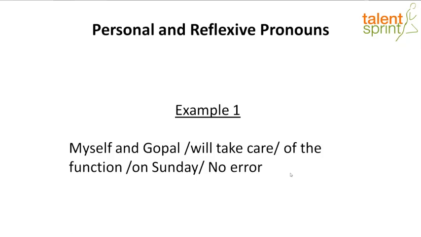I played tennis. Sheila helped me. So in the second part of the sentence, Sheila is my subject, helped is the verb, me is the object, correct? So did you notice where I and me came in that example sentence? I played tennis, I subject, Sheila helped me object. So in this context, how do I identify the subject? I identify the verb and I put the question who or what. That becomes my subject. So in this example sentence, myself and Gopal will take care of the function on Sunday.